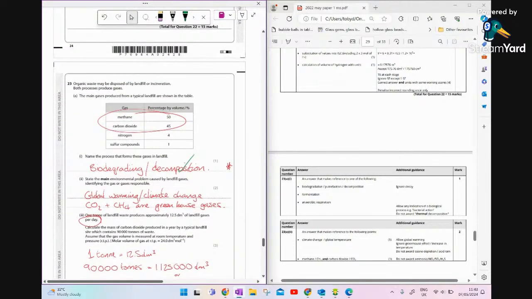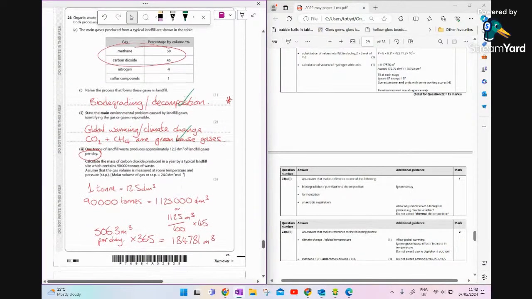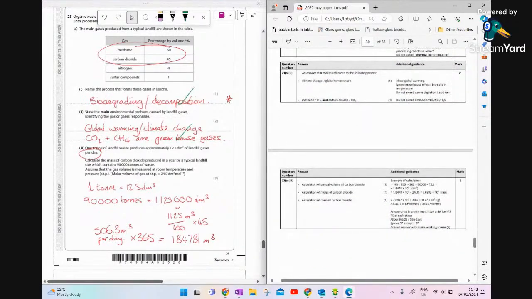Climate change, global temperatures. See, there you go. That's why I don't do it. Global temperature increase, allow global warming, but climate change is there. Methane and CO2 are greenhouse gases. This was an amazing question. I've got the wrong answer. Okay, let's figure out why, folks.